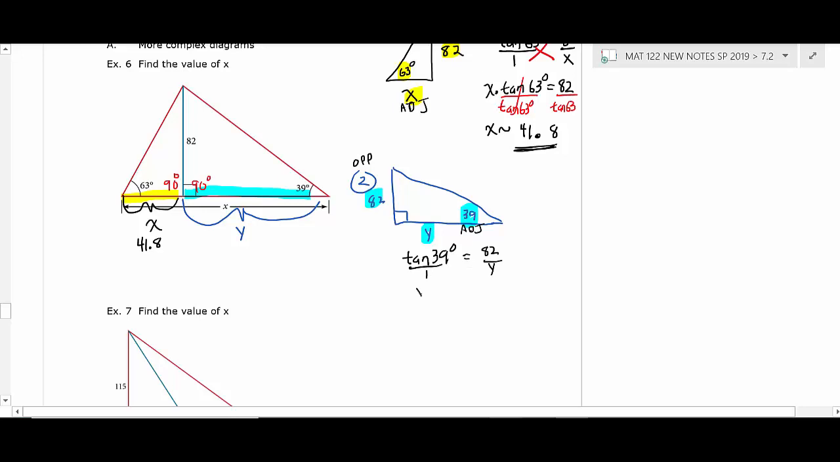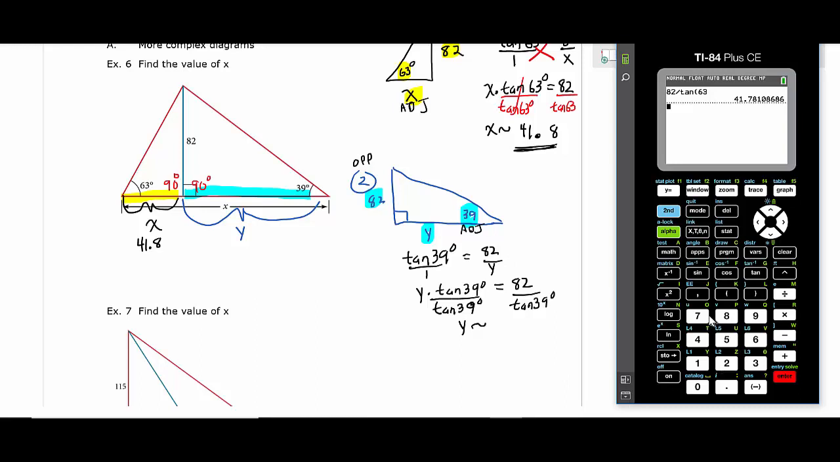Cross multiply. You would have y times tangent of 39 is equal to 82 times 1, or 82. Then take your calculator. We're going to divide both sides by tangent of 39 degrees. And then that should give me approximately what y is. Okay, so I'll take my calculator and do the same thing here. So 82 divided by tangent of 39, and I'll round that to 1 decimal, so let's take that as 101.3.